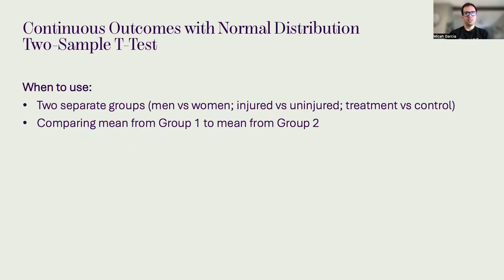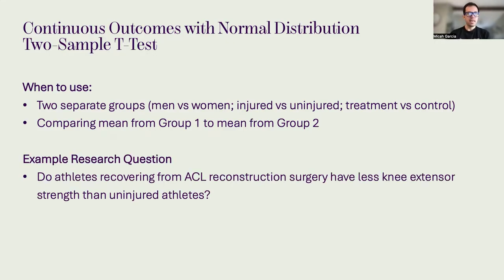Our next test is a two sample t-test, and this is used when we have two separate groups. It can be for comparing men to women, injured athletes to uninjured athletes, or a treatment group to a control group. For this, we're looking at the mean from the first group and comparing it to the mean from the second group. An example research question would be: do athletes recovering from ACL reconstruction surgery have less knee extensor strength than uninjured athletes?